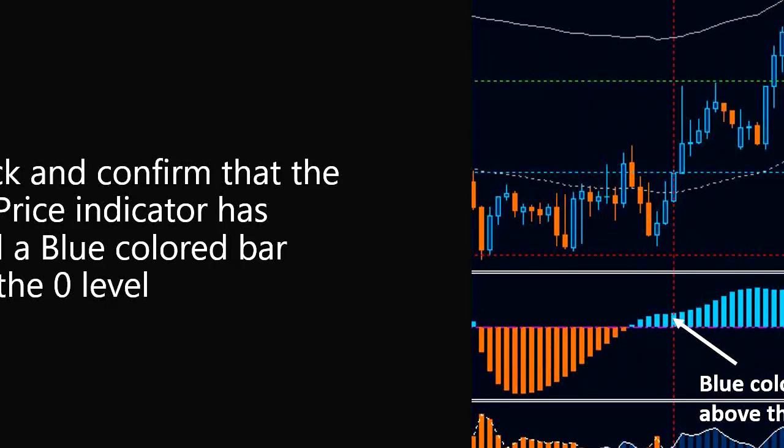Next, we want to check and confirm that the cloud price indicator has formed a blue colored bar above the zero level. As you'll see in the image, at that point with the vertical red line, I've just used that to highlight the actual entry candle, you can see that the cloud price indicator had a blue colored bar above the zero level.